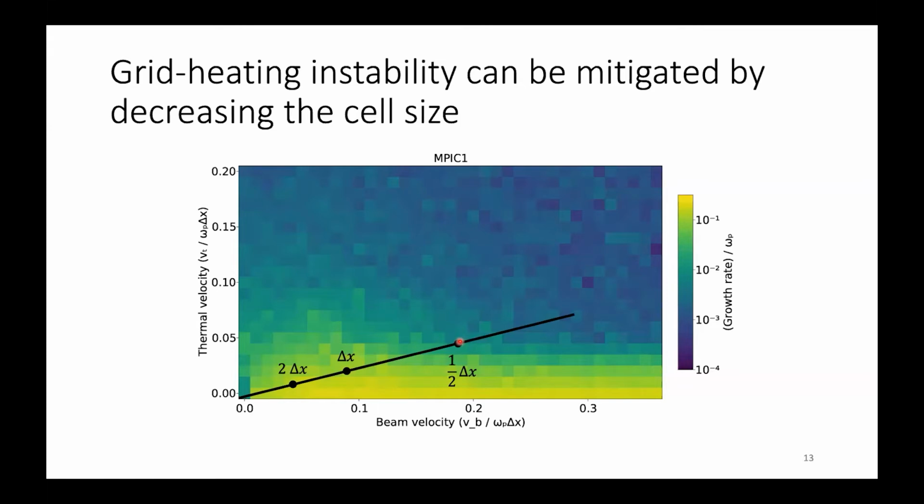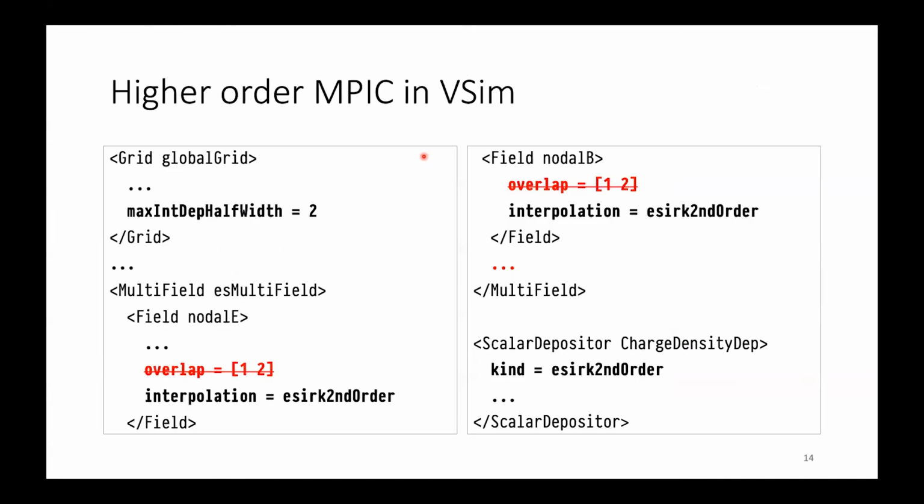What else can we do? Well, you'll notice here that I've labeled this plot MPIC1. That's because we're using area weighting, aka first order B-splines. How about using higher order B-splines? Well, it turns out we can do that in VSim. Here's how. You will have to do a text-based setup.